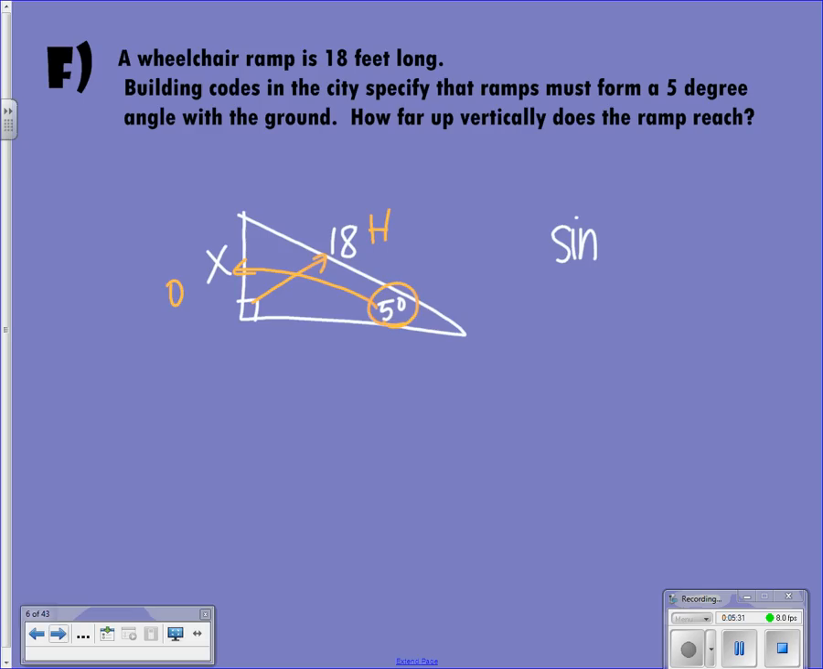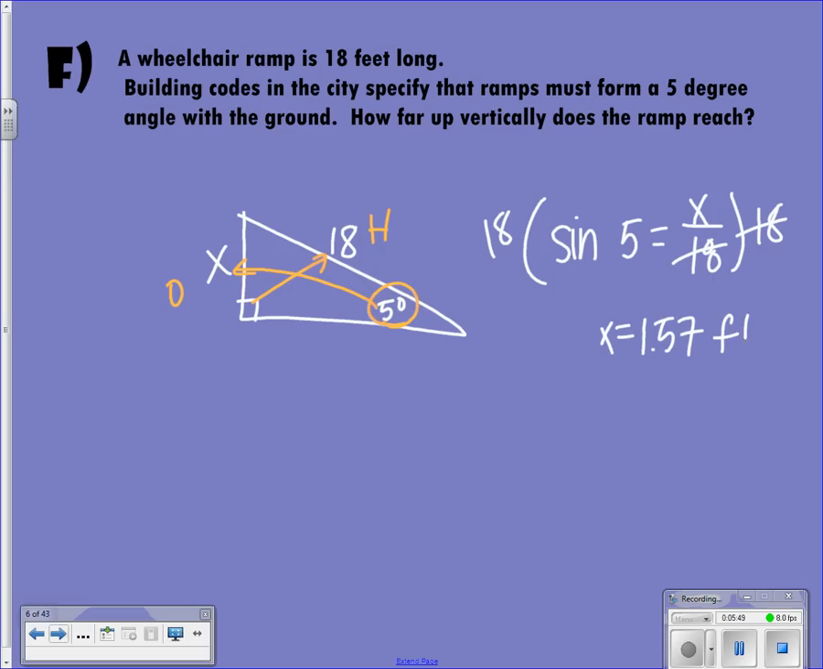So I'm going to say sine always of my angle. So sine of 5 equals opposite over hypotenuse, so x over 18. Again, to solve for x, I'm going to multiply by the 18. So in your calculator, you just type in 18 sine of 5, and you should get 1.57 feet. Okay, please make sure that you are getting the right answers here.